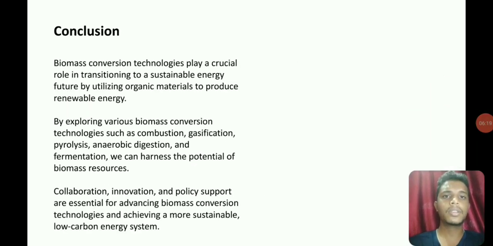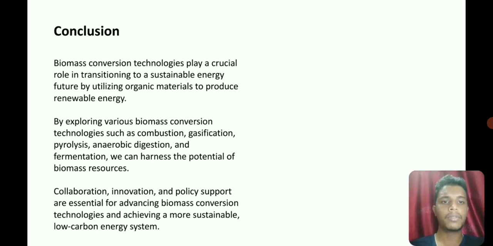And conclusions. Biomass conversion technologies play a crucial role in transitioning to a sustainable energy future by utilizing organic materials to produce renewable energy. Collaboration, innovation, and policy support are essential for advancing biomass conversion technologies and achieving a more sustainable, low carbon future.